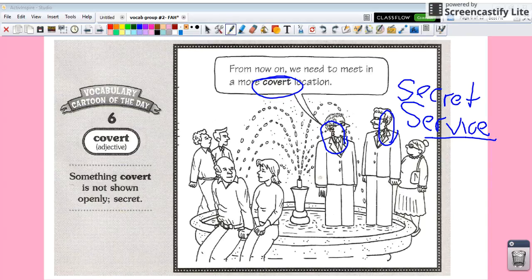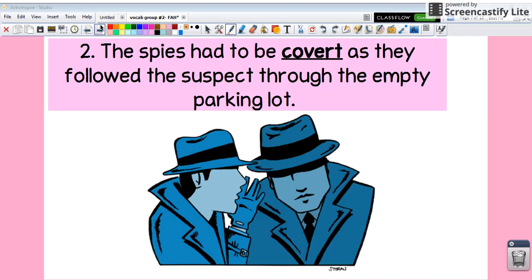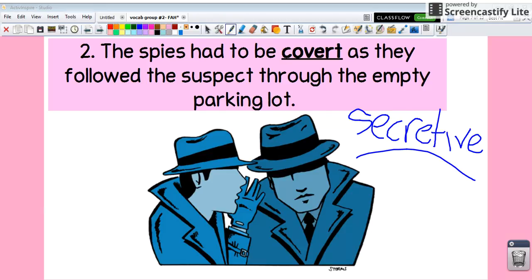Something that's covert is not shown openly. It's a secret. It is hidden. The spies had to be covert as they followed the suspect through the empty parking lot. They had to be secretive. That's another great synonym for covert. Is trying to be secretive. And like the word overt, it is an adjective.